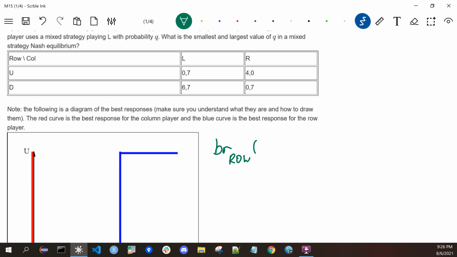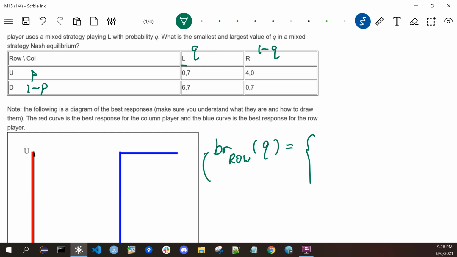So for the row player, the best response is a function of the other player's action, which means the column player's action. And the column player is playing L with probability Q, and R with probability 1 minus Q. So basically, it's the best response to Q. So the action is parameterized by Q. And there are three possibilities. One is I'm always going to play U, I'm always going to play D, and I don't care. So I'm going to say I'm playing U with probability P, and I'm playing D with probability 1 minus P.